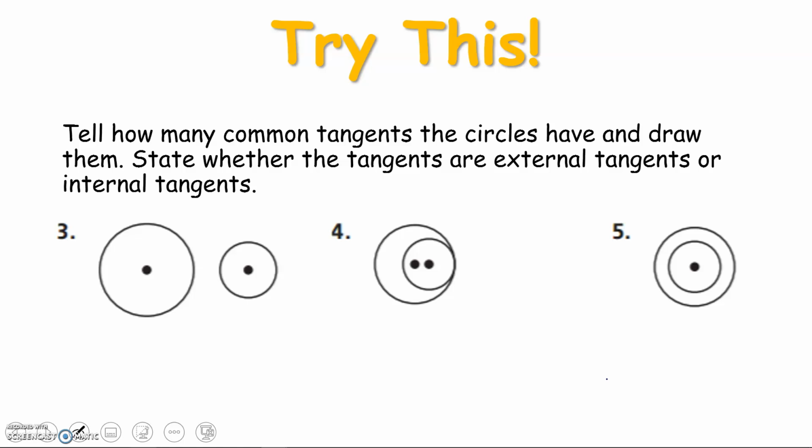Go ahead, tell me how many common tangents the circles have, and draw them. State whether the tangents are external tangents or internal tangents. Pause the video and give it a try. Check in with a neighbor to see if you agree.